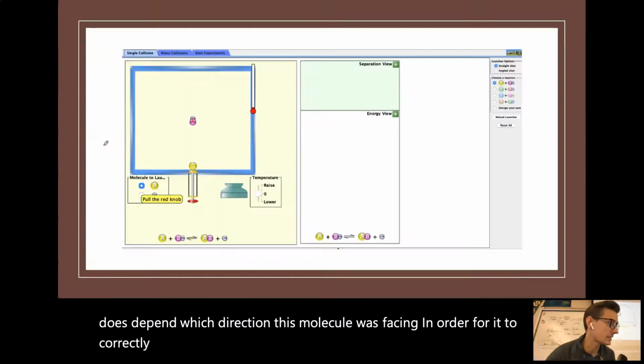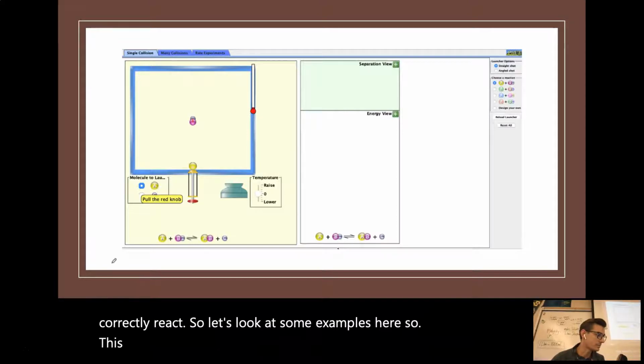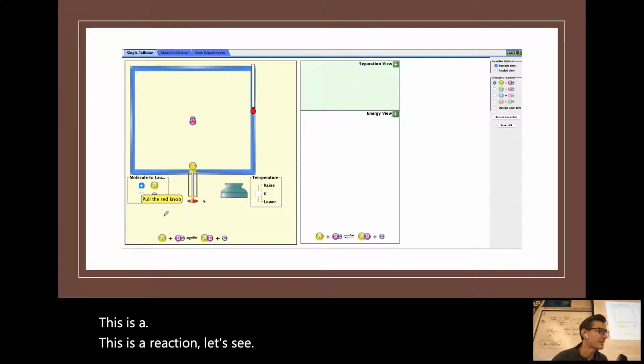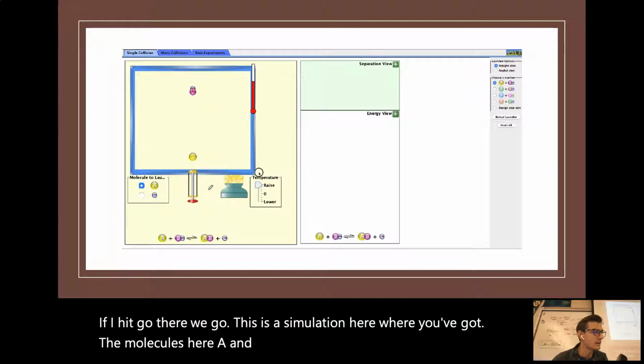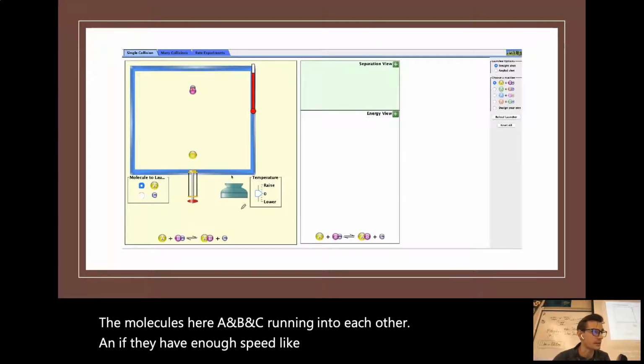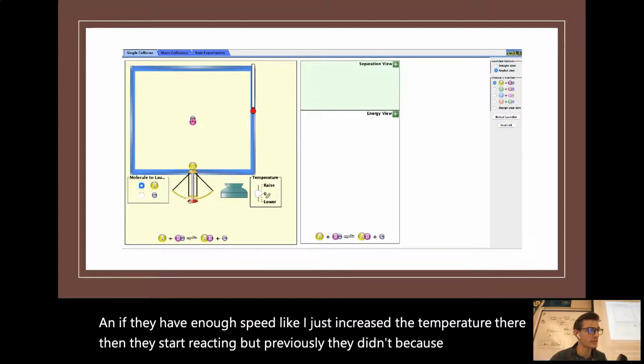So let's look at some examples here. This is a reaction. Let's see. If I hit go, there we go. This is a simulation here where you've got the molecules, A and B and C, running into each other. And if they have enough speed, like I just increased the temperature there, then they start reacting. But previously they didn't because they weren't hitting each other with enough speed.